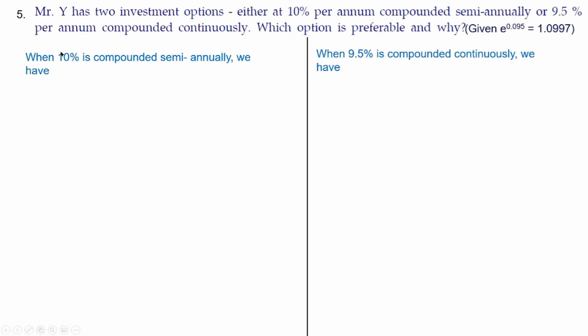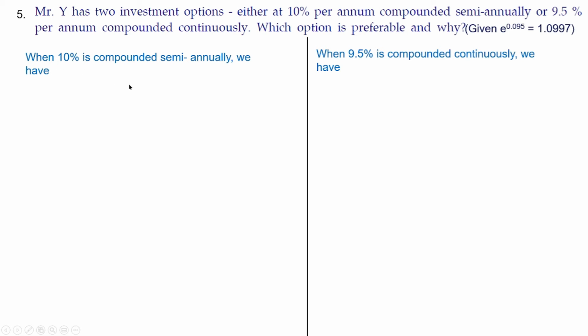This is also an example question. It is the next type of question where we have to compare two investment options. Mr. Y has two investment options, either at 10% per annum compounded semi-annually or 9.5% per annum compounded continuously. Which option is preferable and why? So we have to compare these two options. That is, in both these options, we have to find the effective rate and we have to say the one whose effective rate is more is more preferable.